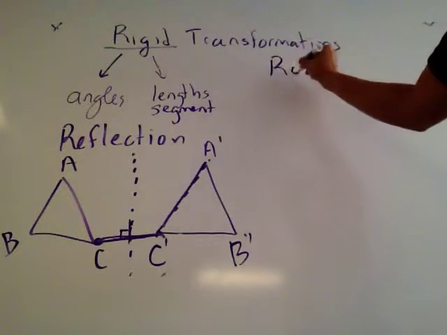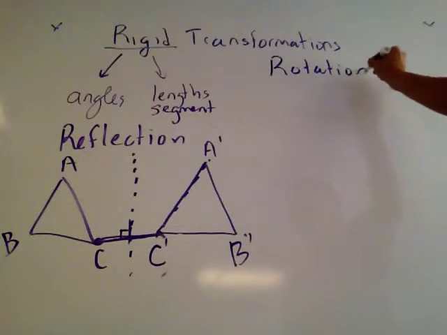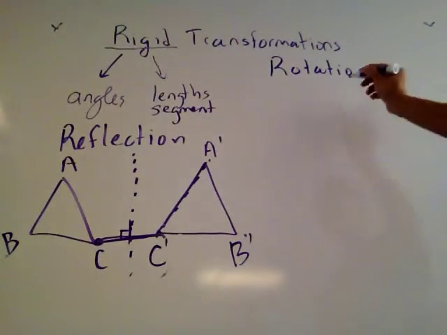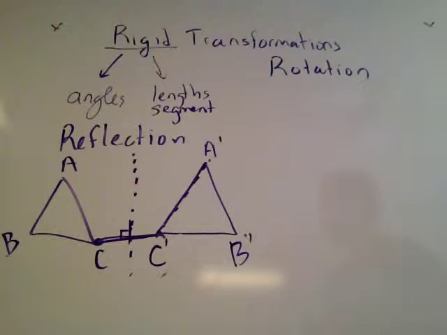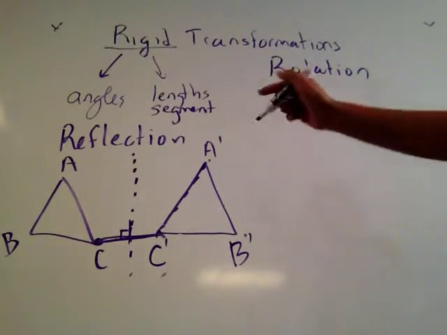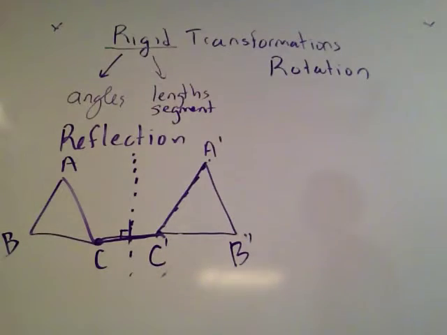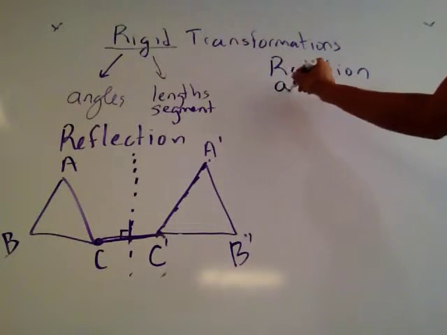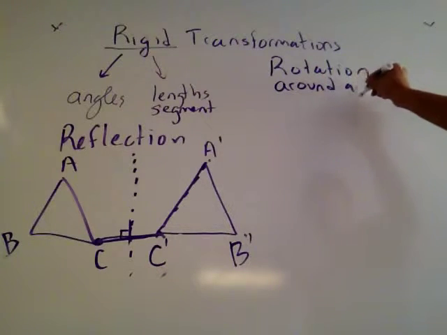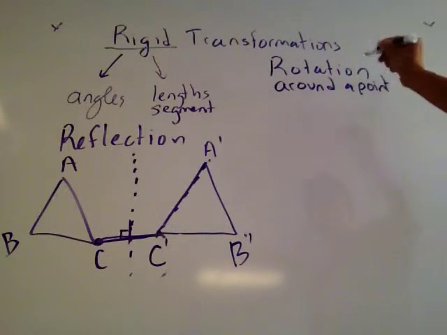Another type of transformation that we talked about is a rotation. Again, no matter how I spin it around in the plane, it's still going to preserve my angle measurements as well as the lengths of each of my segments. And when I rotate, we rotate around a point, so I have to have some kind of point of reference.